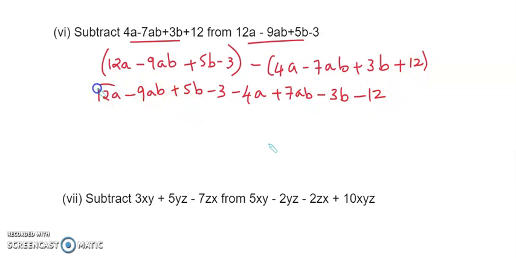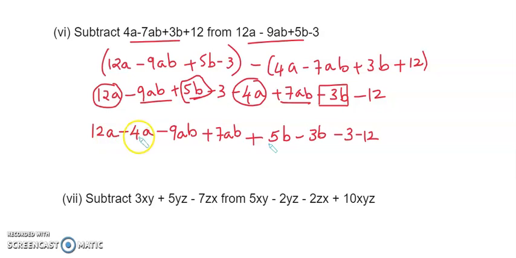Let's group it. I have 12a, 4a, 9ab, 7ab, 5b, and 3b, right? Let me write it down. So 12a minus 4a will be 8a, minus 9 minus 7 will be minus 2ab, plus 5 minus 3 is my plus 2b, and then minus 15, because minus minus is plus.